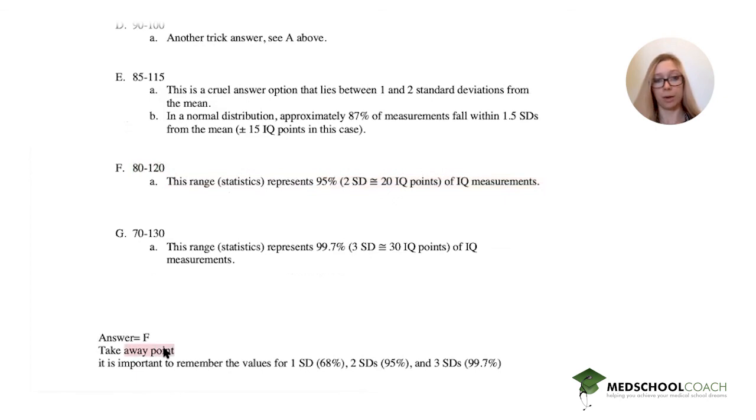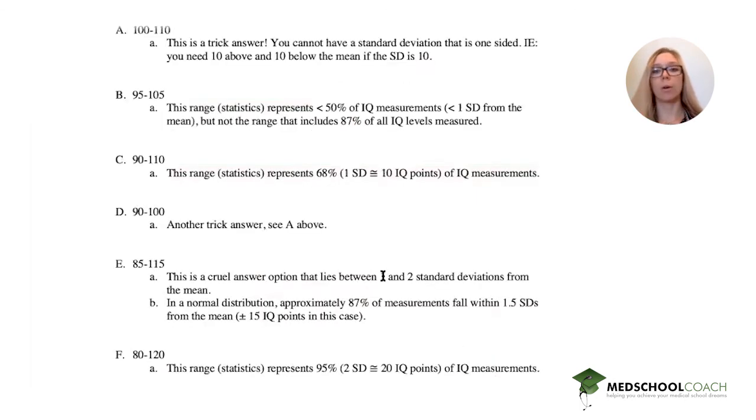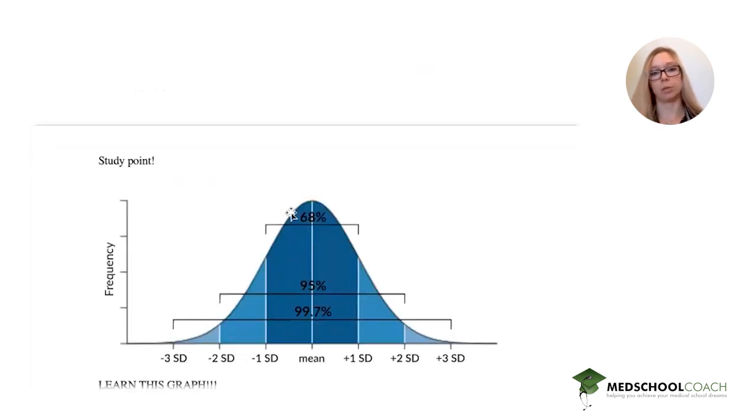So the takeaway point is that you need to remember the values for 1 standard deviation, which is 68%, 2 standard deviations, which is 95%, and 3 standard deviations, which is 99.7%. Those are key numbers to remember. Things like 87%, you can kind of figure out with doing some math, but these values you definitely should remember. And remember that this only applies to a normal distribution, and this is what a normal distribution looks like. If they don't mention normal distribution, you can forget all this.